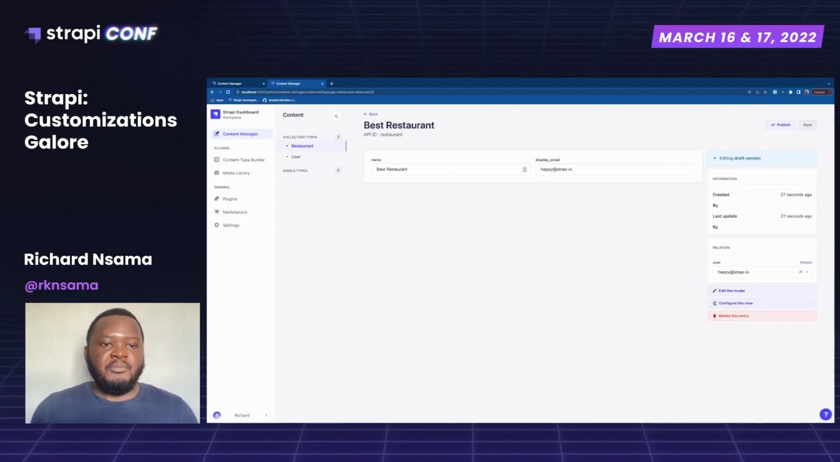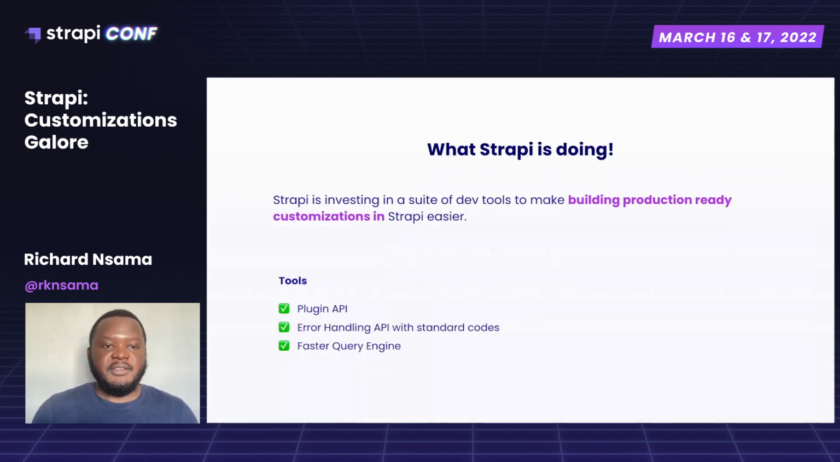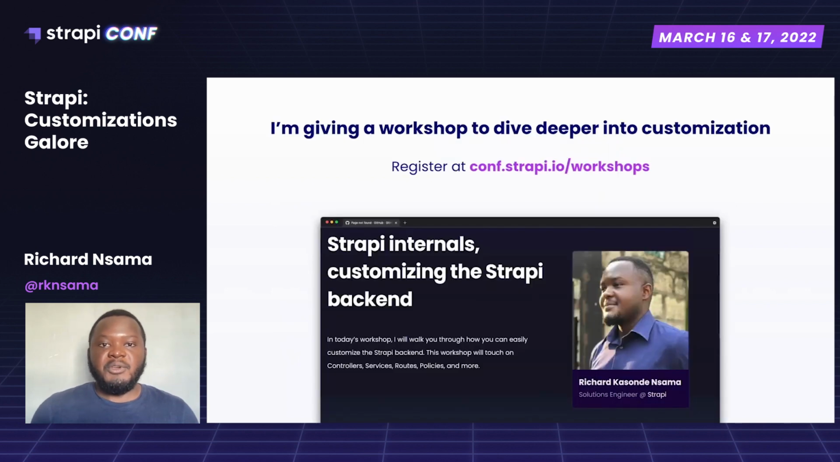So this has just been a brief description of what you're able to do with Strapi and the customizations that Strapi allows you to make. Strapi is investing in a suite of dev tools to make building production-ready customizations and applications easier. Some of these things are the plugin API, error handling with more standard error messages, and a faster query engine. In my workshop, I'm going to touch on more aspects of customizations within Strapi.